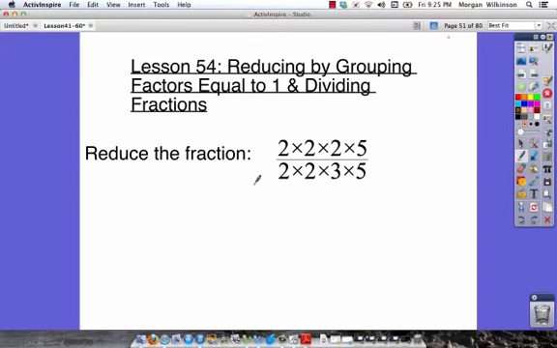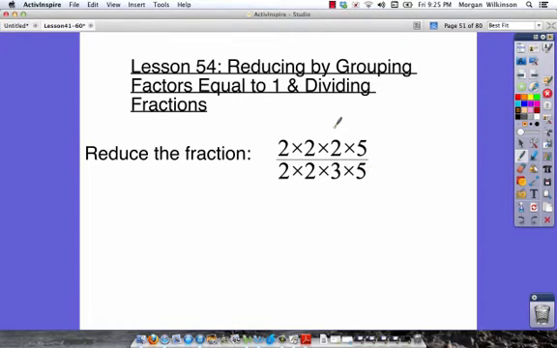Lesson 54 is about reducing by grouping factors equal to 1 and dividing fractions. Now our first question is to reduce this fraction, and it looks pretty complicated. We have in our numerator 2 times 2 times 2 times 5. In our denominator we have 2 times 2 times 3 times 5.